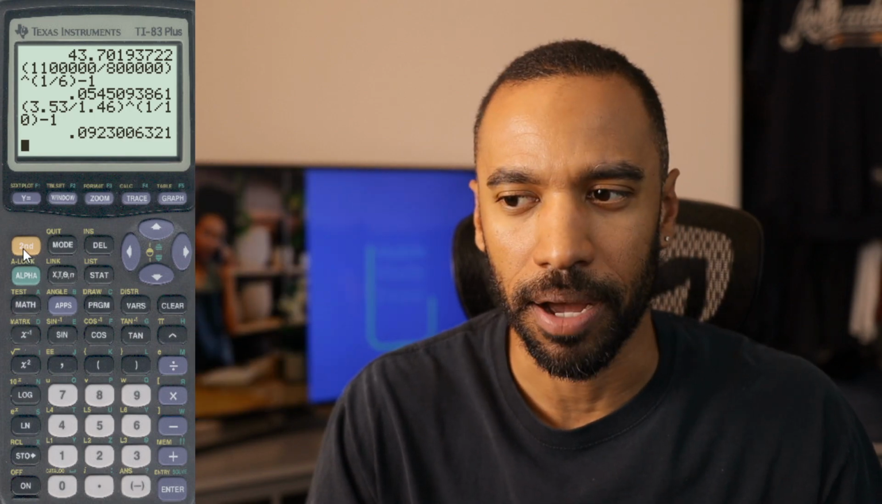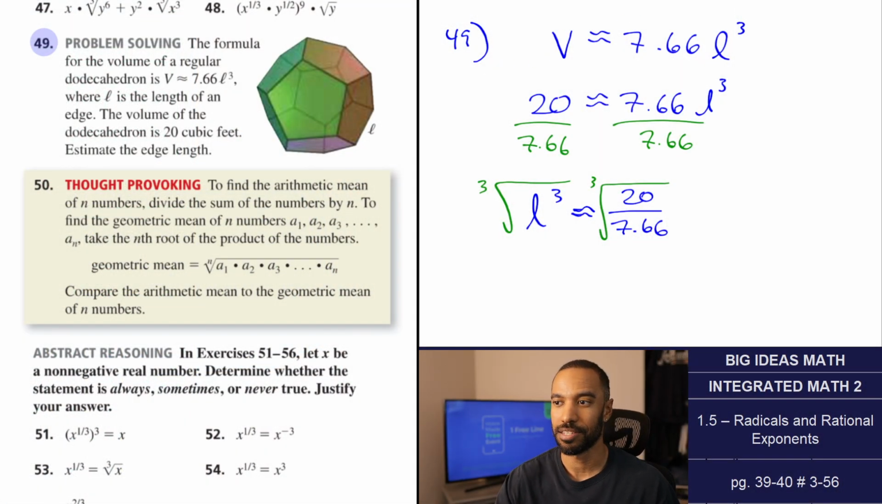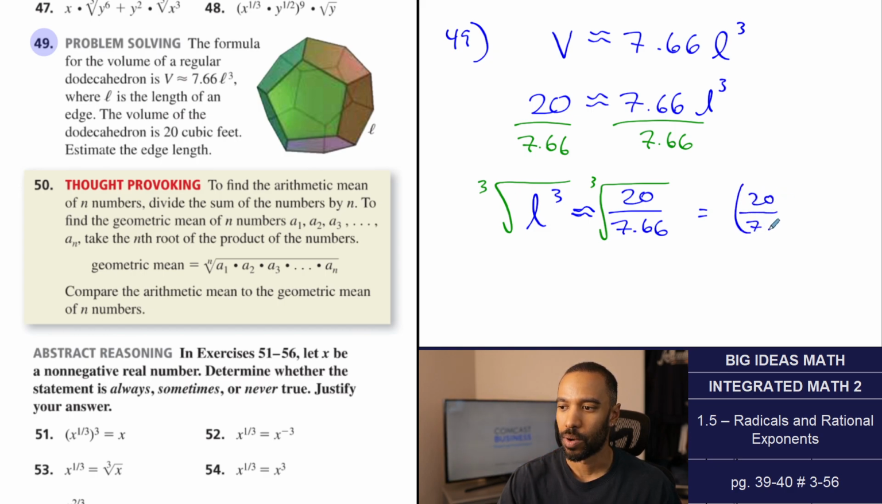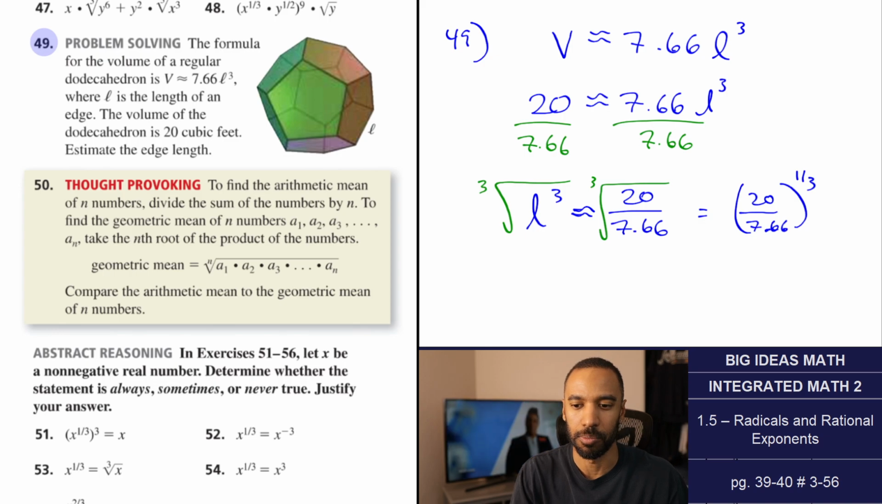Now, I have a cube root button, but if you don't know where the cube root button is and you can't work with it and it's test day, then do this. This is probably what they want you to do anyway. 20 over 7.66 to the 1/3 power. So you know where the square root button is probably. You might not know where that cube root button is.